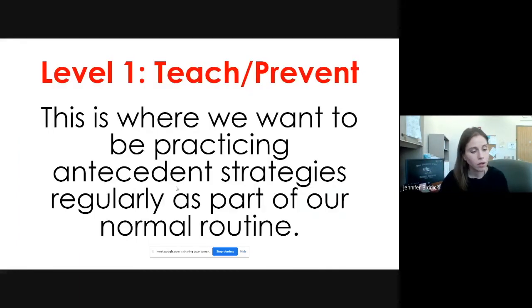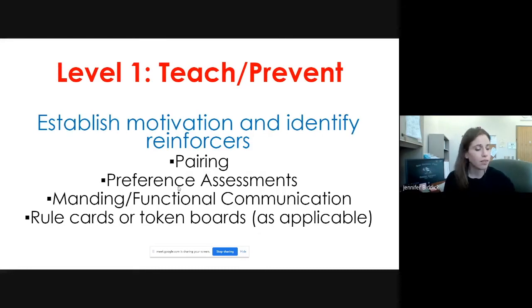All right, so now we're going to go back to those levels again of that bell curve. So this level 1, that's this baseline level of arousal, so our calm state. This is where we want to teach strategies. Again, those replacement skills from the social, emotional, behavioral section of our IEP. We want to be practicing and putting into place effective antecedent strategies as part of our normal routine. So the first one here, and this one you guys are going to hear me say over and over again, we want to be establishing systems of reinforcement.